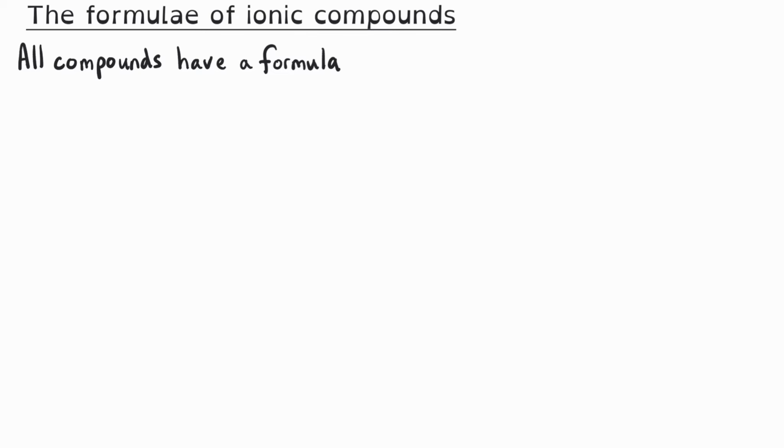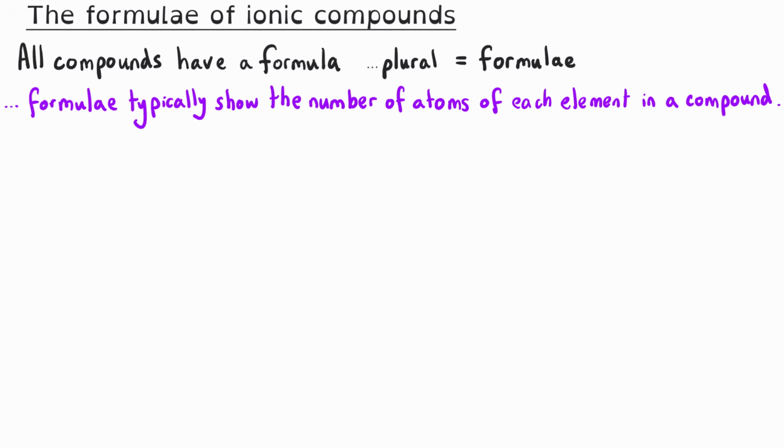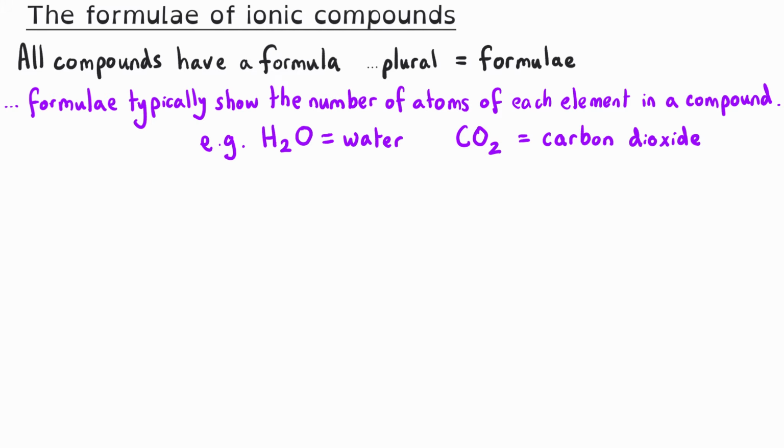All compounds have a formula, or if we were talking about 2 or more compounds, we would say 2 formulae. Formulae typically show the number of atoms of each element in a compound. For instance, water has the formula H2O, meaning 2 atoms of hydrogen and 1 atom of oxygen in that molecule. Carbon dioxide is CO2, meaning 1 atom of carbon and 2 atoms of oxygen.